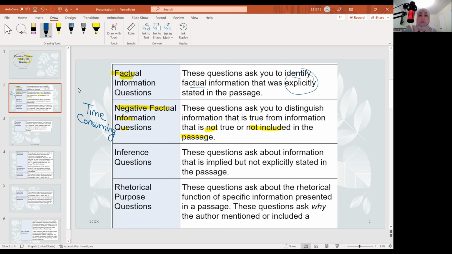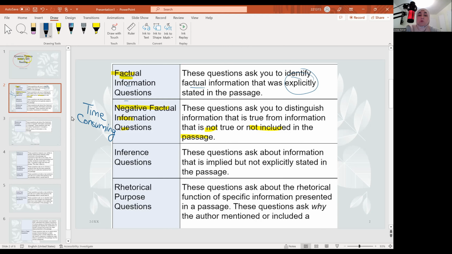And many students, unfortunately, choose the wrong one. They would look for the first option, they might find it in the text, they would just circle it, and they won't pay attention to the question. The question is actually asking for what is not stated or what is not there in the text, not the other way around. So be careful with that type of questions.